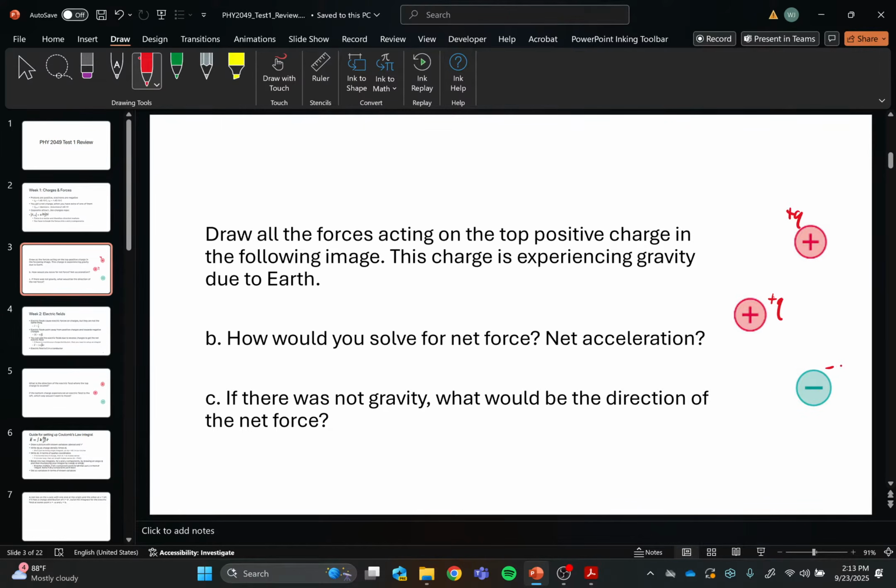So I got 3 charges here. Let's say these ones are a distance, it's going to be a funky distance. That one's A, that one's D. Whatever, we're making up stuff. Draw all the forces acting on the top positive charge. And then after you do that, how would you solve for net force? This is really just testing, do you know the process? How would you solve for net acceleration? And then the last question is, if there was no gravity, what would be the direction of the net force? I had to remove gravity for that last part.